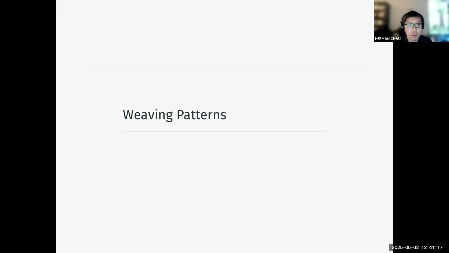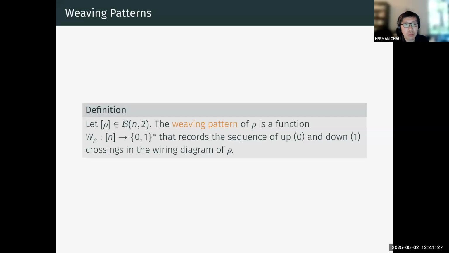Okay, so the last thing I want to talk about now is weaving patterns. Weaving patterns will allow us to handle the k equals 2 case. So here we're going to just consider B_n^2, and bracket rho is going to be some commutation class of reduced expressions. So the weaving pattern is going to be a function that maps each number from 1 through n to a binary string, so just a sequence of zeros and ones. And what we do is we take the wiring diagram of rho, we follow each wire, and we just record whether it goes up or down.